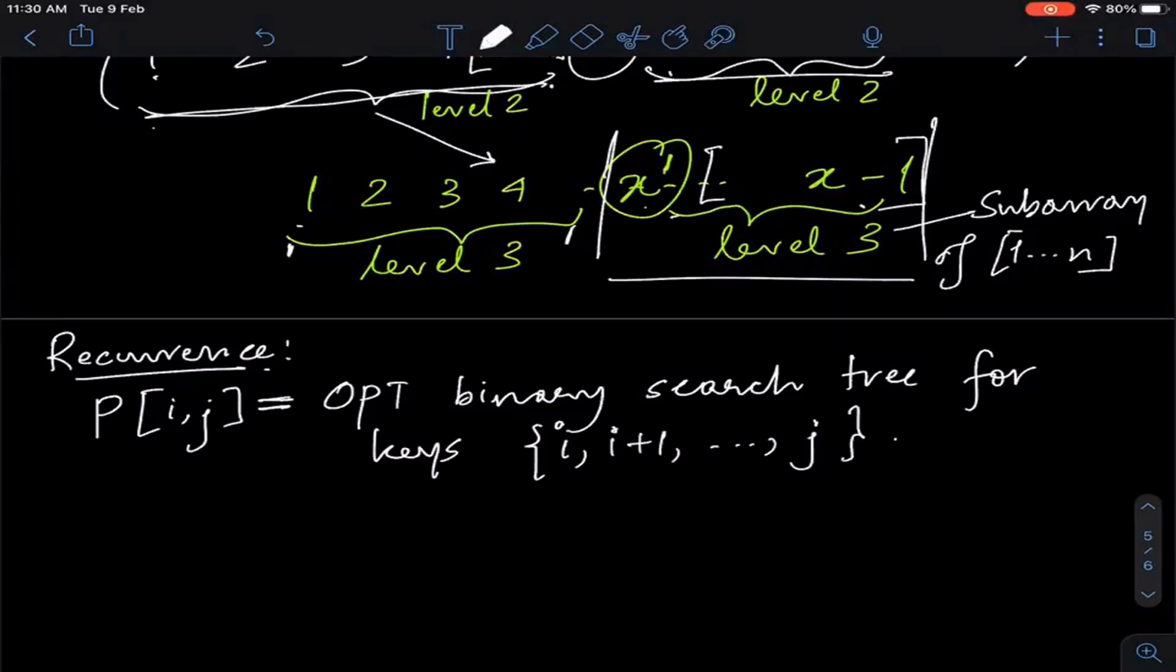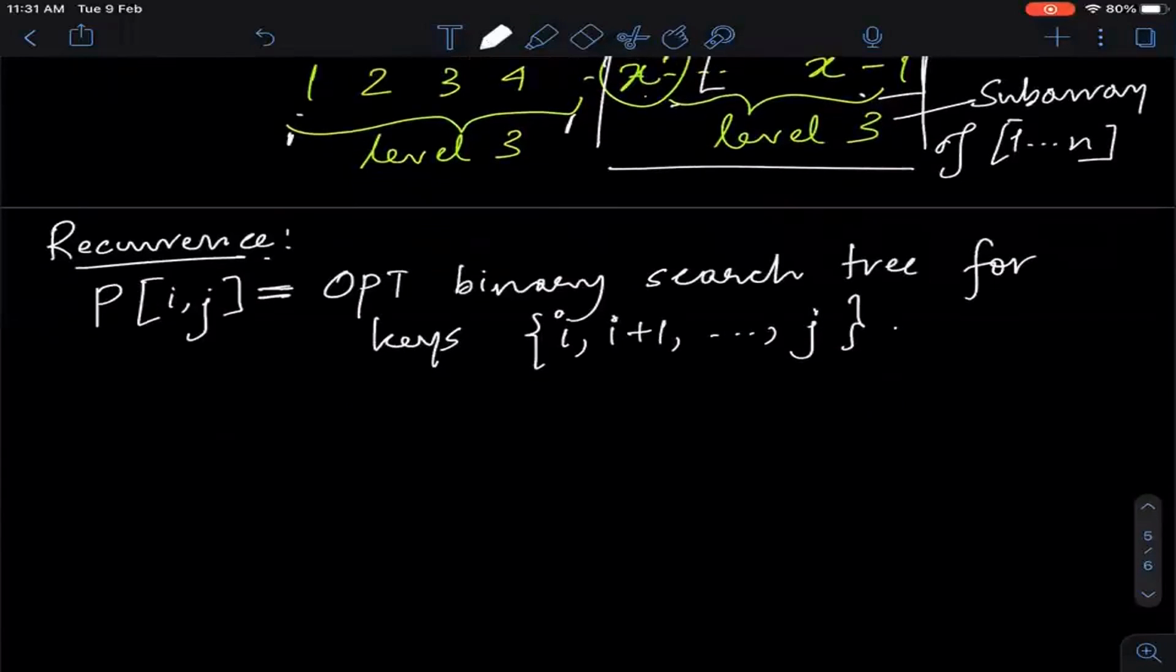Okay. So this is my subproblem definition, right? For every possible subarray of my array, I need to store the optimal binary search tree for this subset of keys. This is nothing but a subset of keys between i and j. Now let's try to write the recurrence. There are some caveats.